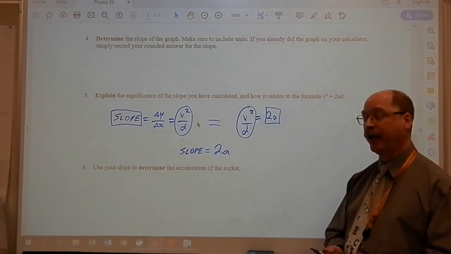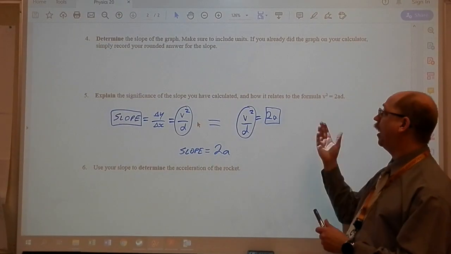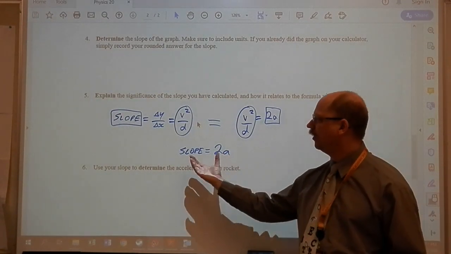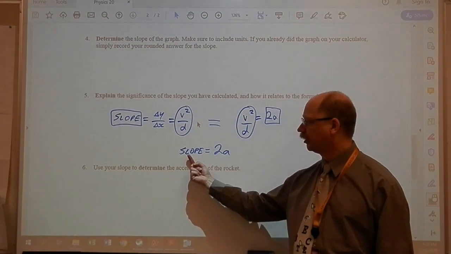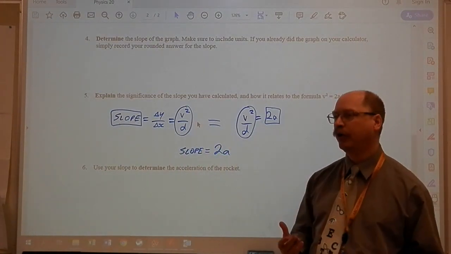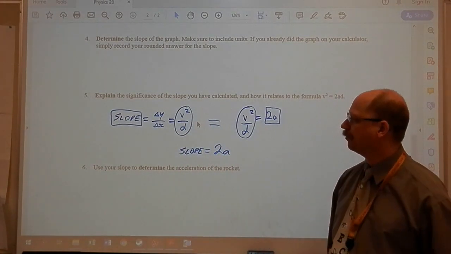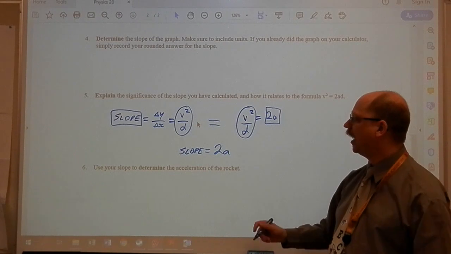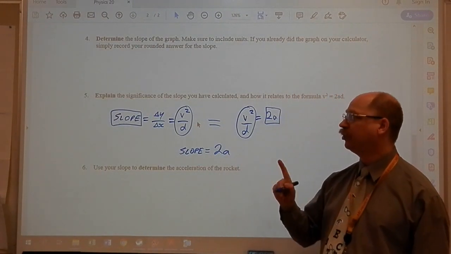In this part, what does the slope mean? How does it relate to the formula? This is what I need. The slope as it relates back to the formula, showing that because two parts are the same, I can jam something together. That gets me to the last question where it says, use your slope.